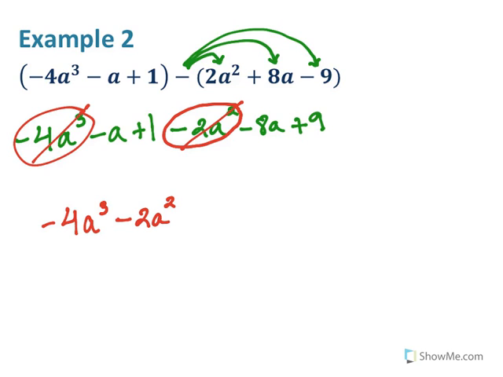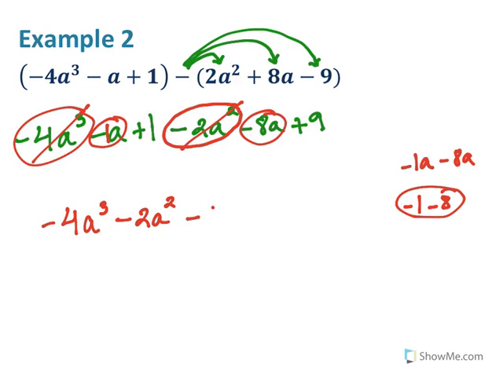So now I'm down to my a's that are to the first power. So we have negative 1a, put the invisible 1, minus 8a. So negative 1a minus 8a. On my calculator, I'm going to be putting negative 1 minus 8. These are the coefficients that we have to add together, and that's going to give us negative 9a. So we combine these guys. And lastly, we have our constants, which go at the end. 1 plus 9 is positive 10, or plus 10.